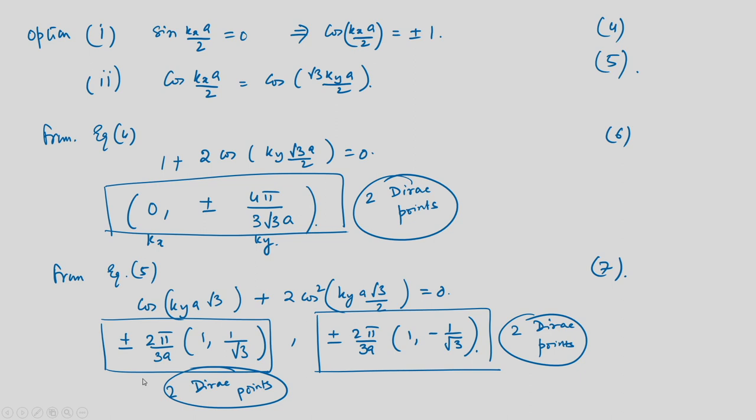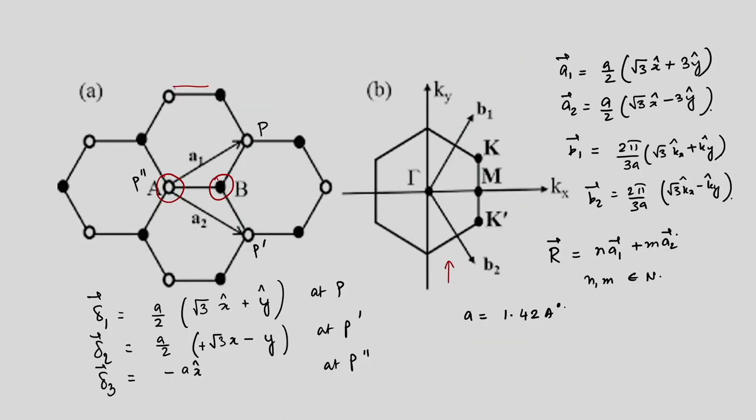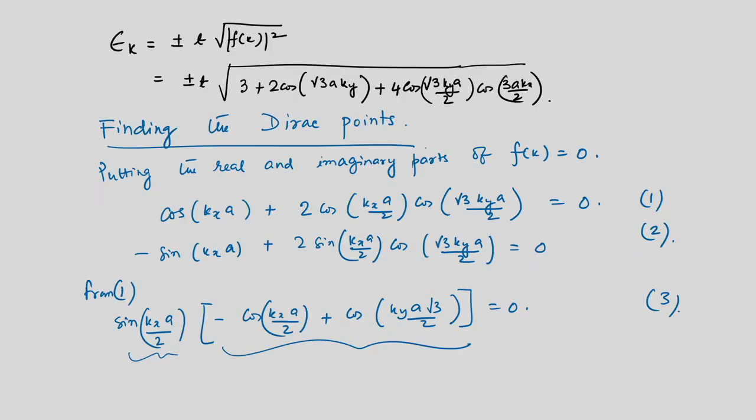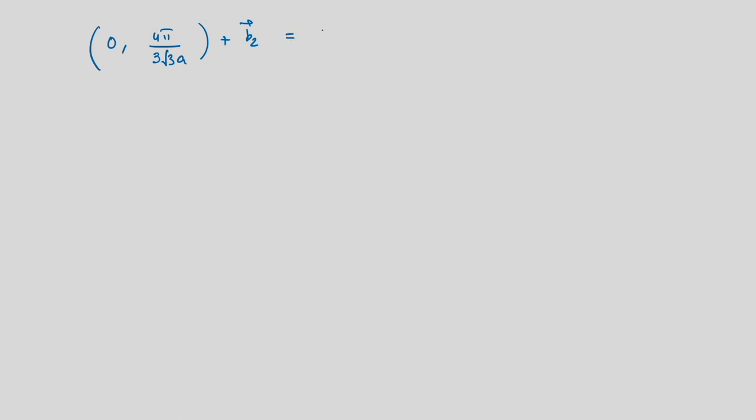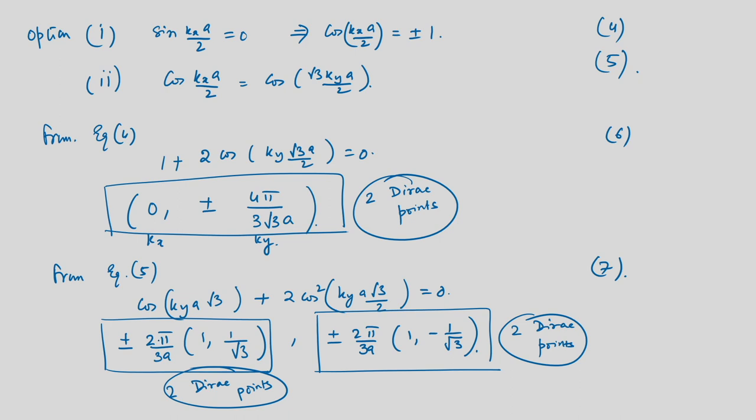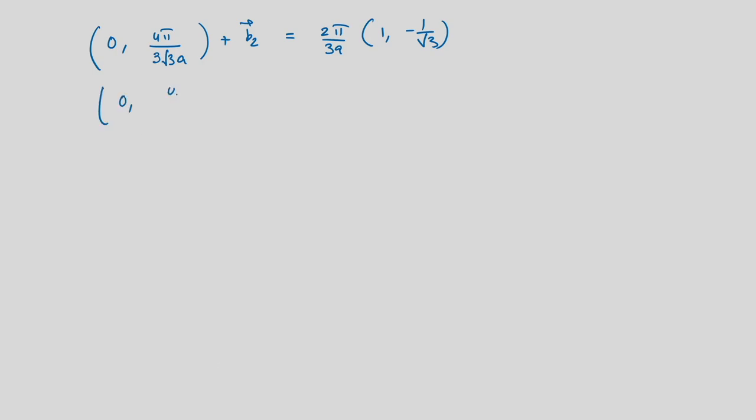However, it can actually be checked that all the 6 points are not independent. In fact, there are relationships such as, let's take the first one with a positive sign, and add b2. B2 has been defined earlier, B1 and B2 have been defined here. So, once you add B1 or B2 to this first point, you get one other Dirac point, which is (1, minus 1/√3), which is here, the plus 1 with a minus sign inside, and so on between them. Okay. So, this is 1. And we have a (0, 4π/(3√3 a)) plus or minus b1 that gives another one, which is 2π/(3a) (1, minus 1/√3). Okay? So, these are the two relations.